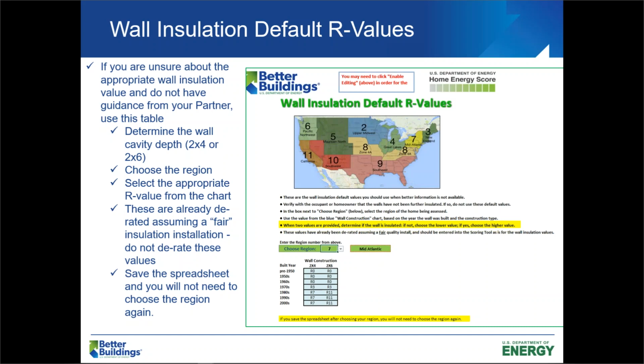We do have at least one partner who has specific guidance for their area on what wall insulation values to use. Follow your partner guidance where that's been provided. If they haven't provided you anything, and again, if you don't have better information, if you've got information from the homeowner, especially if they can provide a receipt that the walls have been insulated since the house was built, or you can find evidence of that, then use the R value from that. This is for use when you don't have better information.